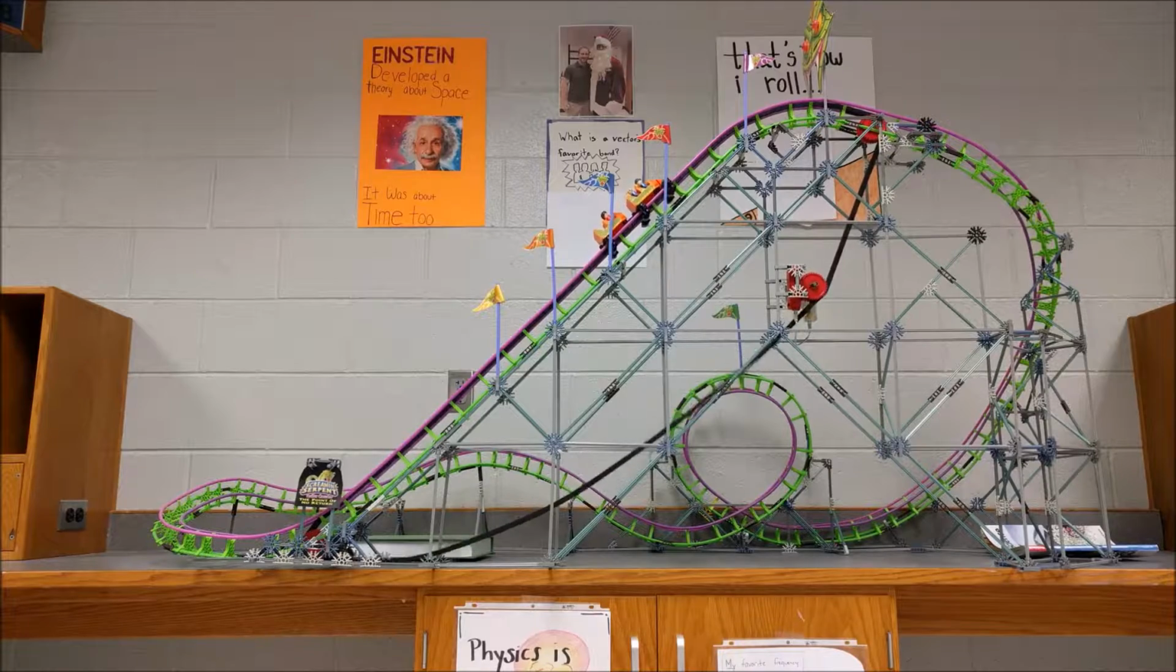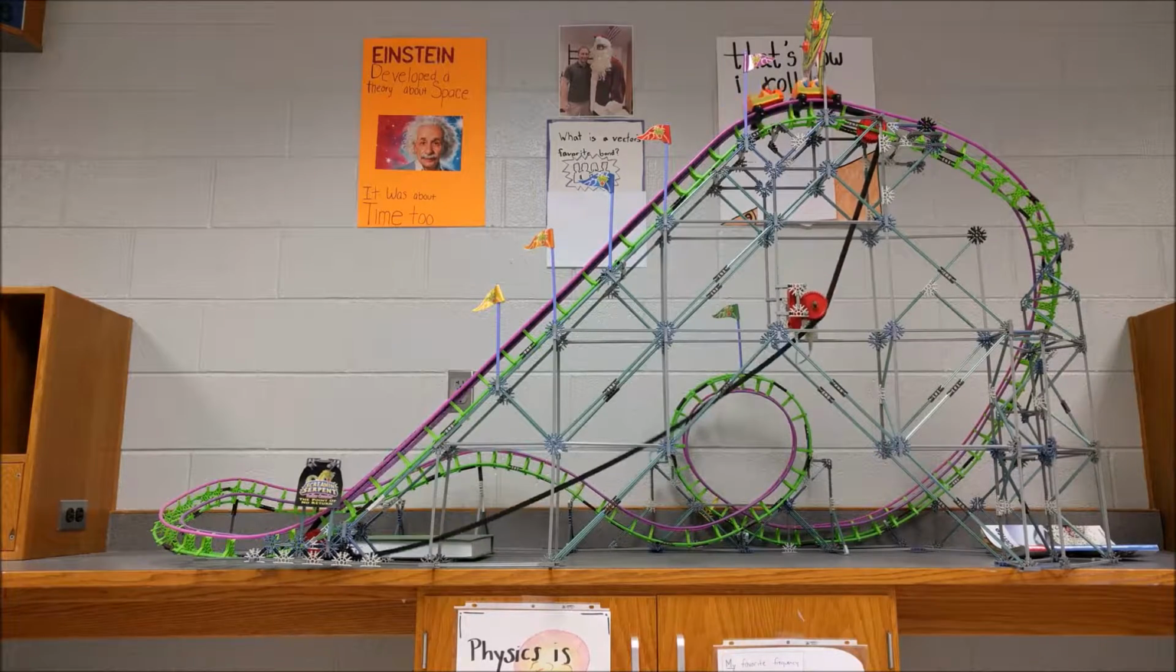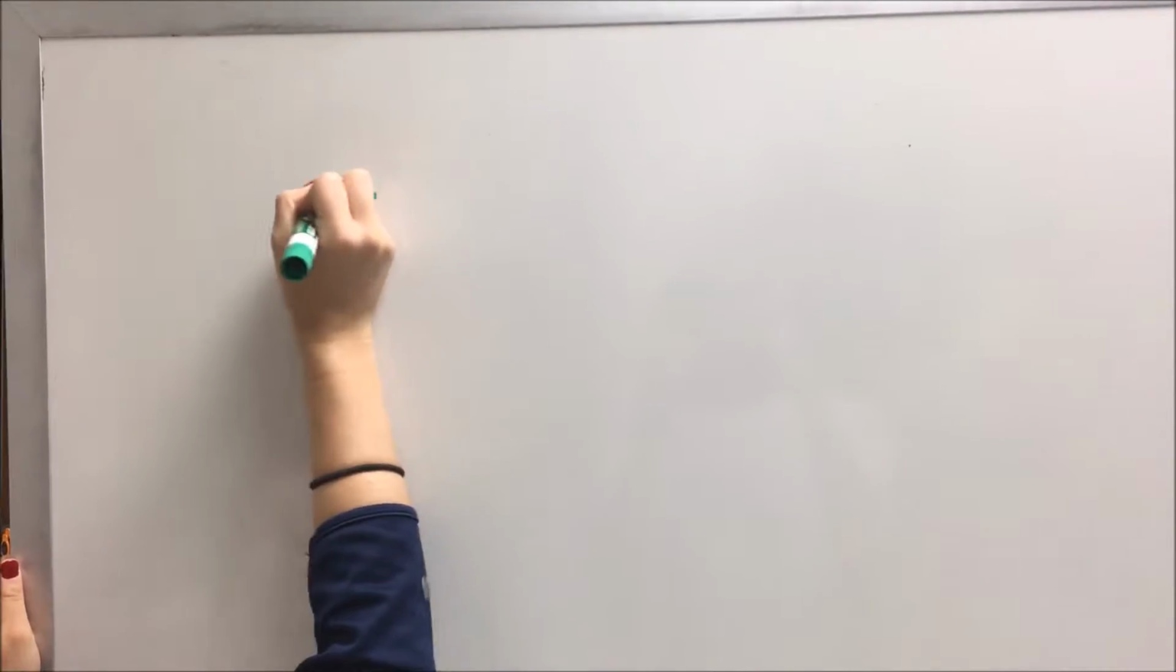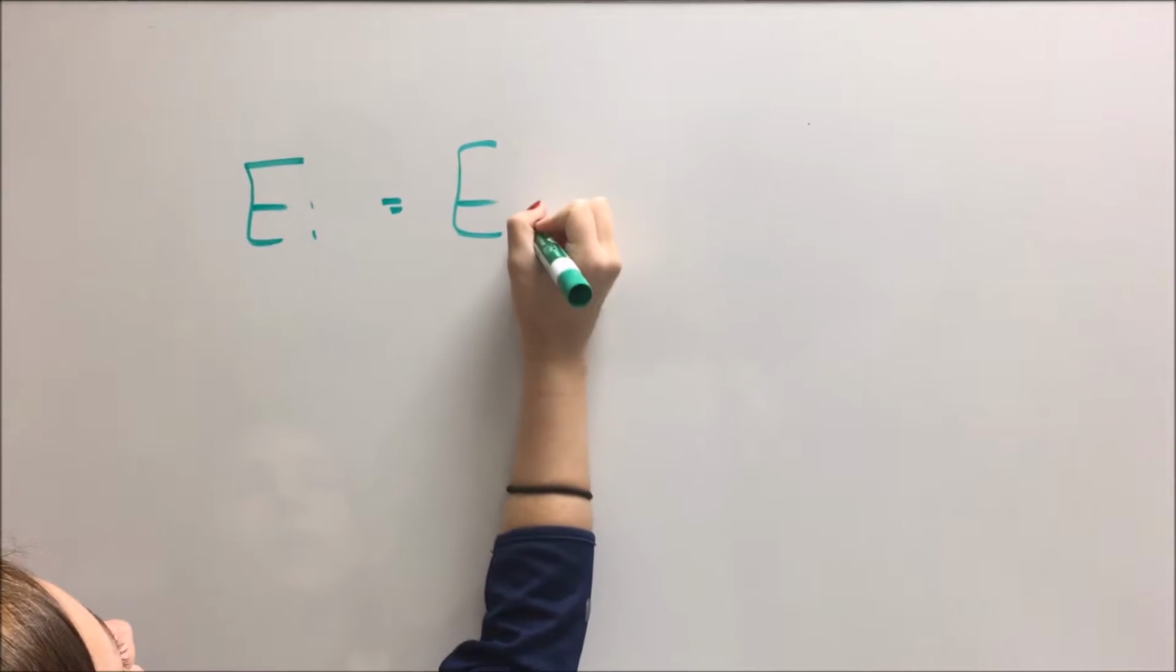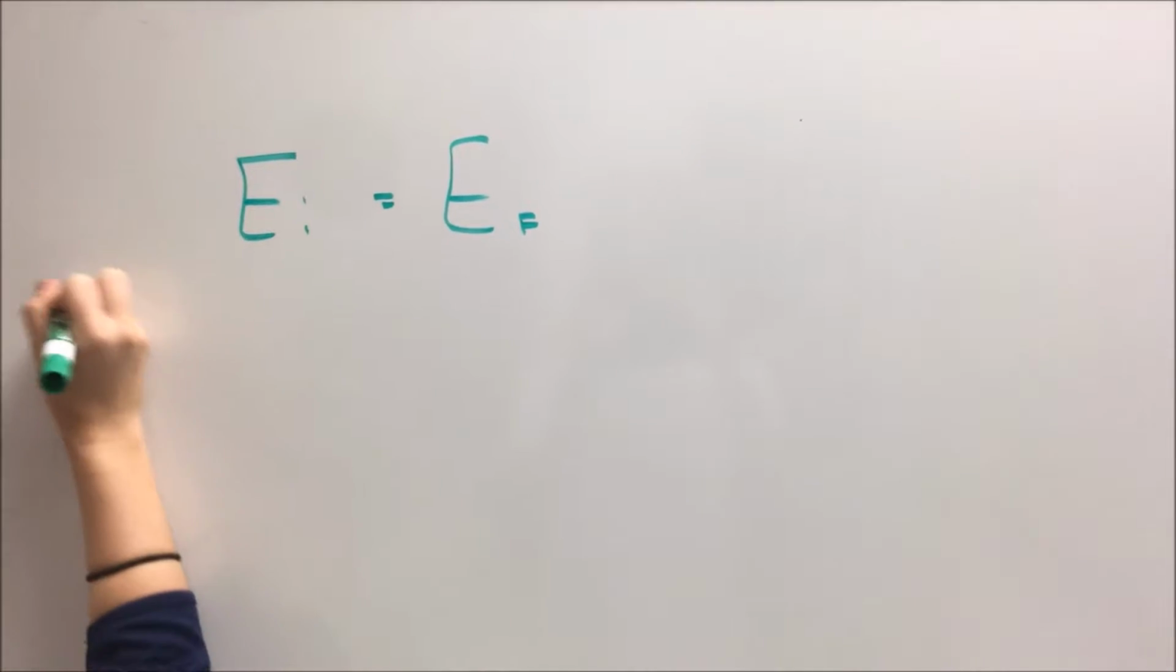For this roller coaster, this means at the very top there is only potential energy, and at the 0 point at the bottom there is only kinetic energy, and these two energies are the same. In order to find certain things in these equations, you can set the energy initial equal to the energy final.